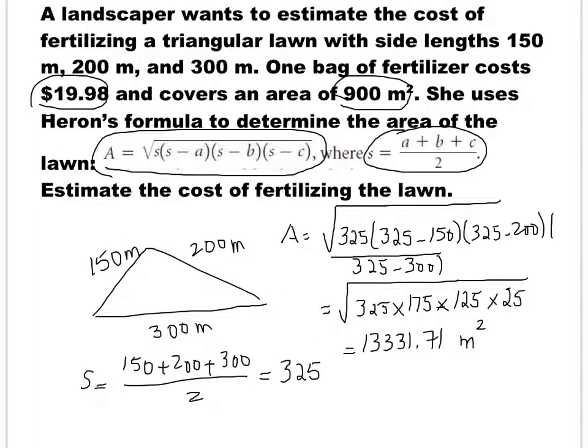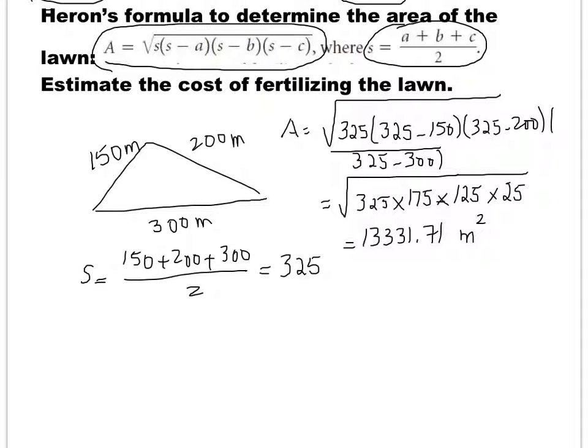Now, I know that one bag is going to cover 900 square meters. So I'm going to divide this area by 900 to get how many bags I need. So I say 13,331.71 divided by 900. It's going to give me approximately 14.8 bags. Since I can't buy 0.8 bags, I'm going to round it up to 15.